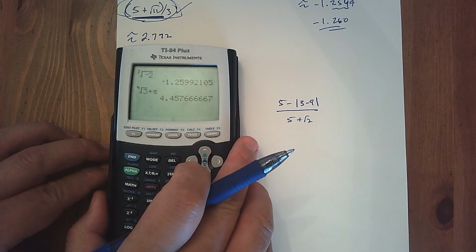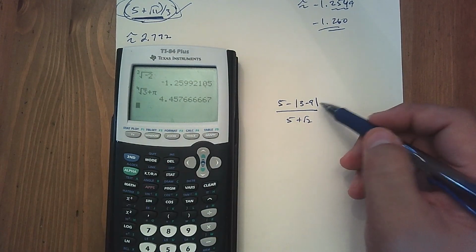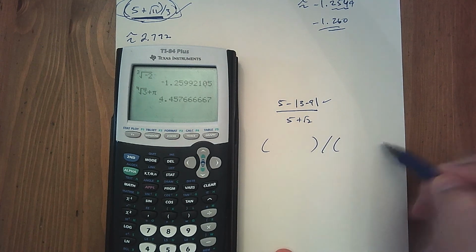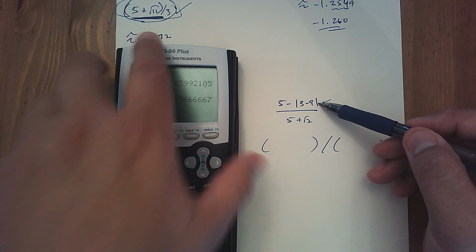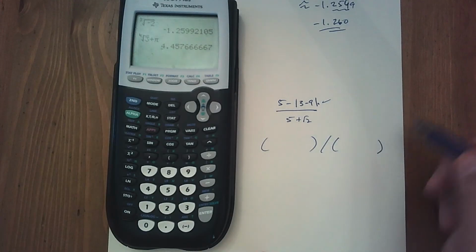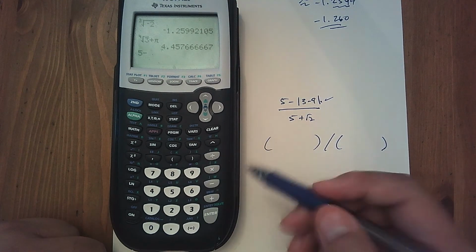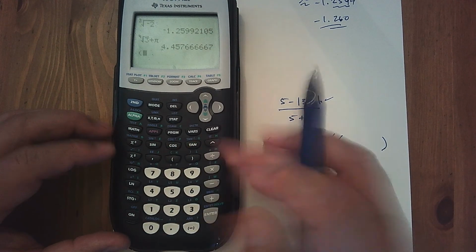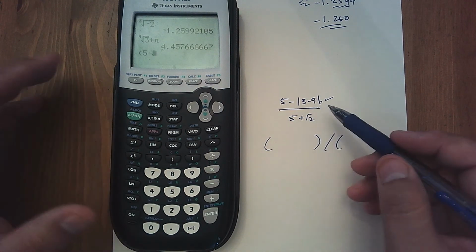Last but not least, we have a lot of things going on. First thing in terms of putting it in my calculator, I'd have to put some parentheses around the top and around the bottom. We're also going to have to find our absolute value, which I'll show you in a moment. What I'm going to type in is, oops, I forgot my parentheses. Parentheses, 5 minus, and then we're going to find our absolute value.